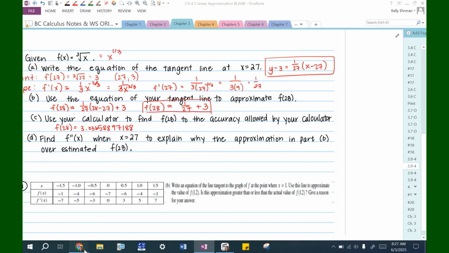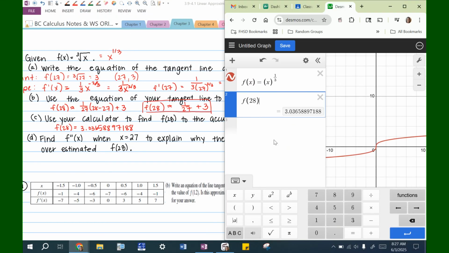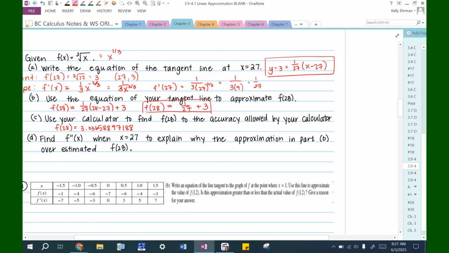Okay, and I'm just curious. Let's ask it what 3 plus 1/27 is. Okay, so we're accurate to 2 decimal places, and then by the time you get to the thousandths place, the approximation is different than the quote-unquote actual.